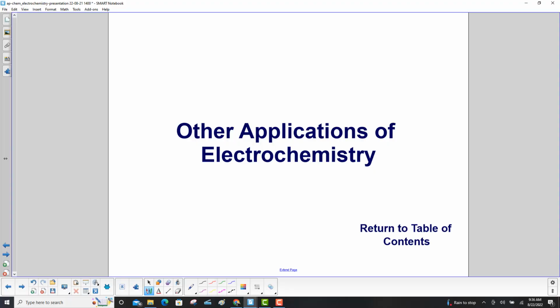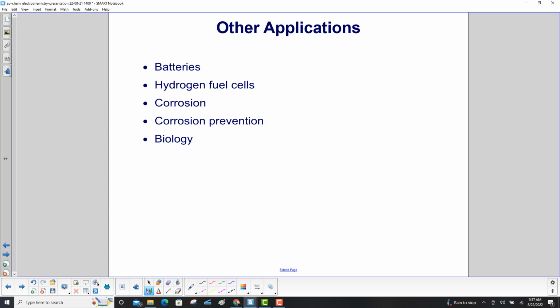Other applications of electrochemistry. A list of what electrochemistry can be used for: batteries, hydrogen fuel cells, corrosion, corrosion prevention, and biology.